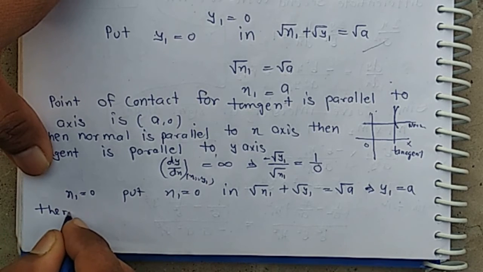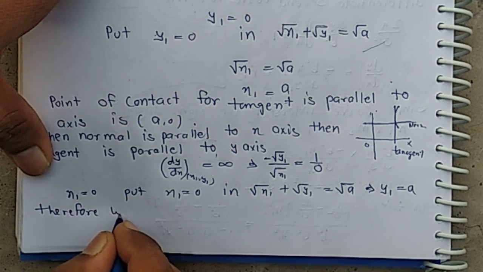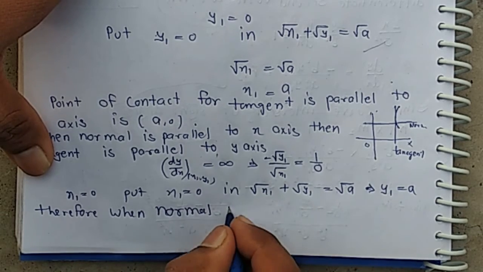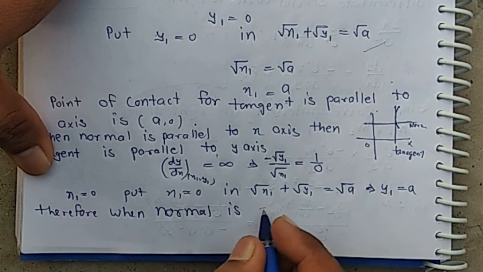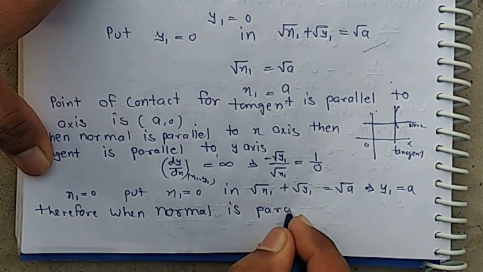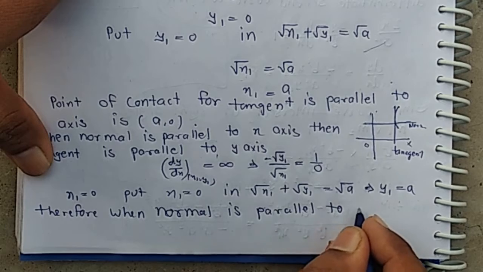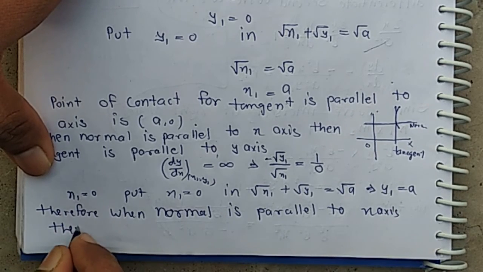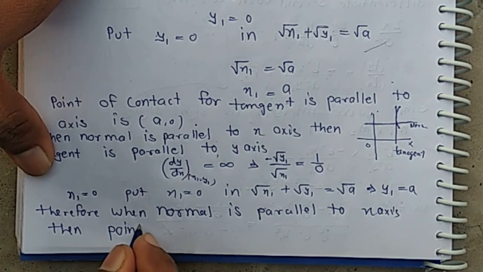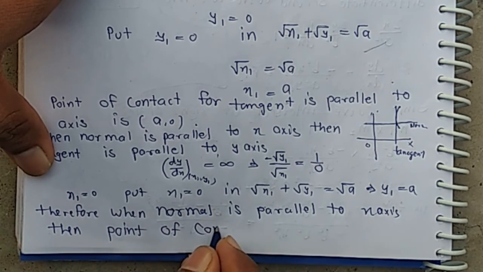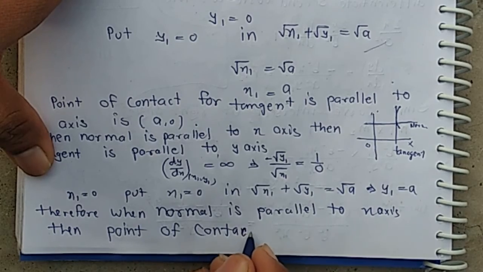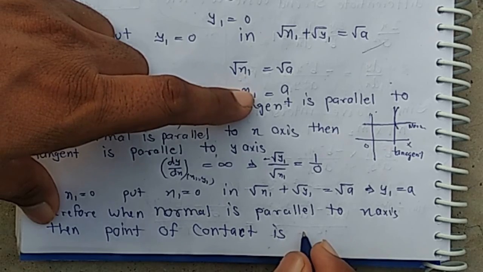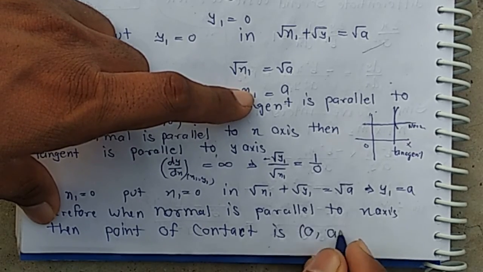Therefore, when normal is parallel to x-axis, then point of contact is 0, a, and it is answer.